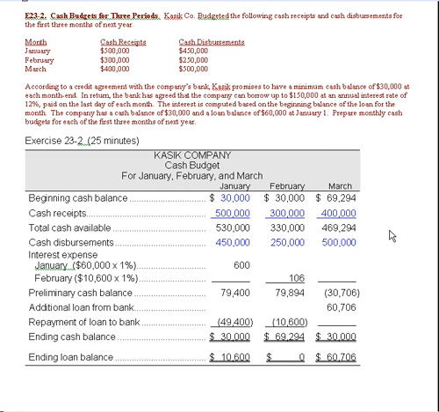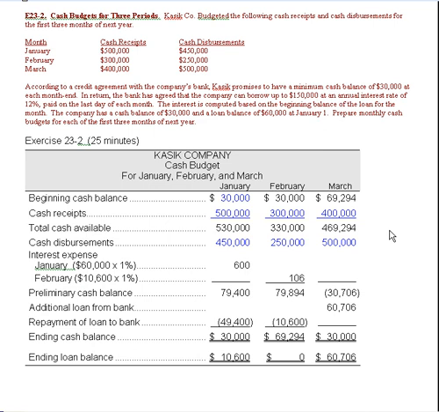Now, according to a credit agreement with the bank, Kasich promises to have a minimum cash balance of $30,000 at each month end. In return, the bank has agreed that the company can borrow up to $150,000 at an annual interest rate of 12% paid on the last day of each month. The interest is computed based on the beginning balance of the loan for the month. The company has a cash balance of $30,000 and a loan balance of $60,000 at January the 1st. We're assuming that's what time it is now, and we need to prepare monthly cash budgets for each of the first 3 months of next year.